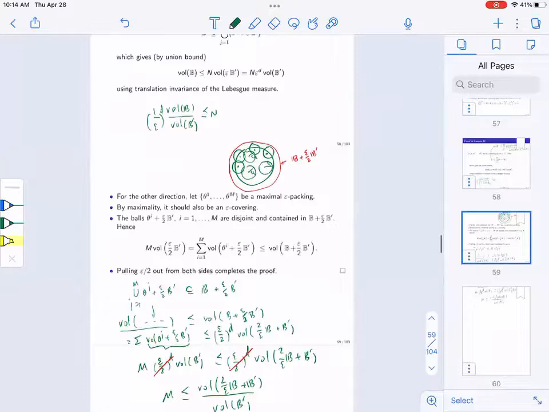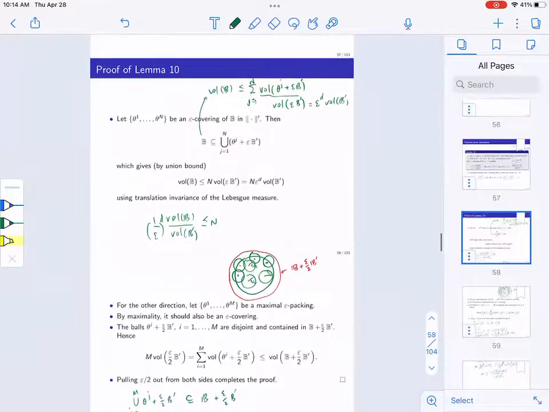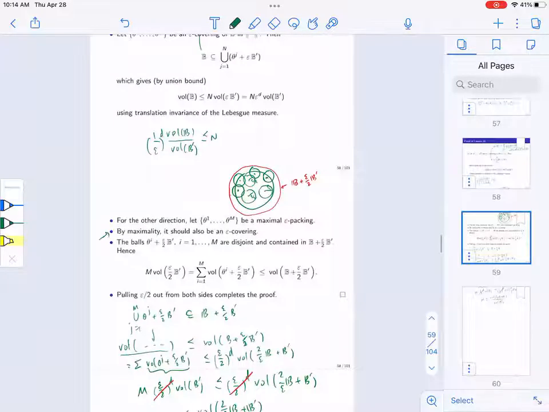I don't think I use, sorry, I don't think I use this fact. Do you use this fact? Yeah. What is true? The maximum. Why? Yeah.